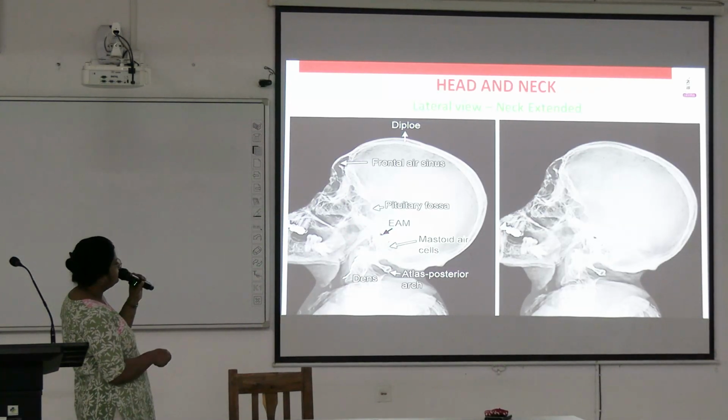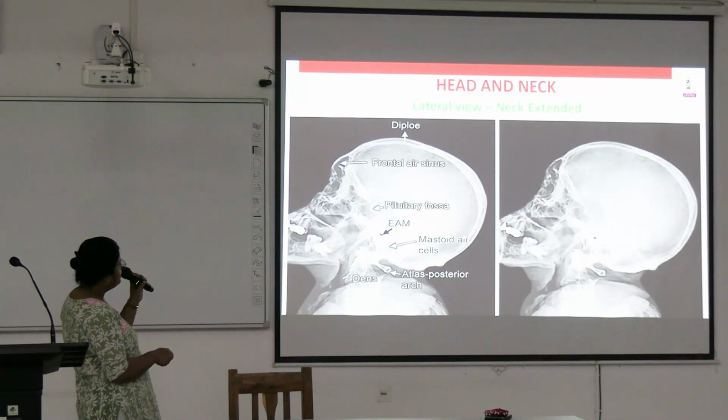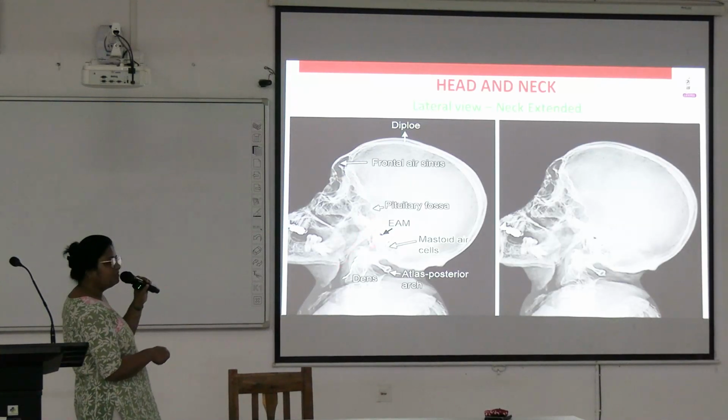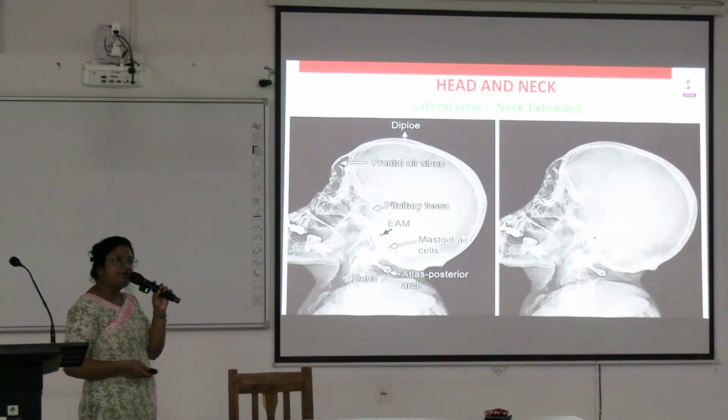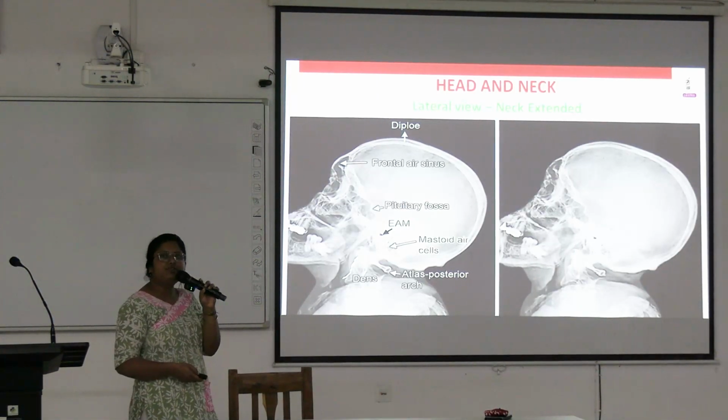In front of this external auditory meatus, this is the location of the temporomandibular joint, with the head of the mandible articulating with the mandibular fossa of the temporal bone, forming the temporomandibular joint.